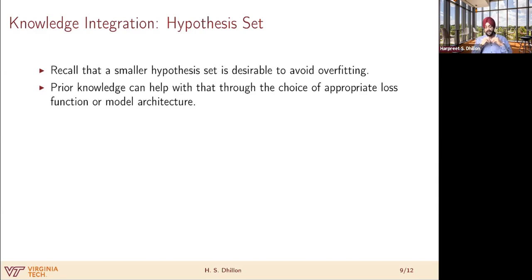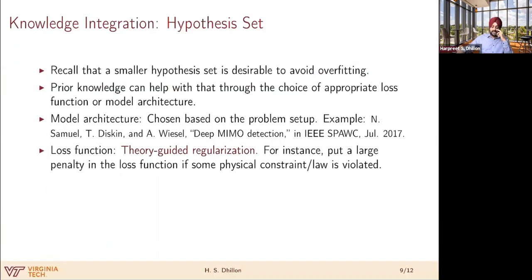This might be in particular true for inference problems, where you want to have some functional forms and things of that sort. Now, prior knowledge can help with this constraining of hypothesis classes through the choice of appropriate loss function or model architecture. So let's see, what do I mean by these two things? Let's first look at the model architecture.